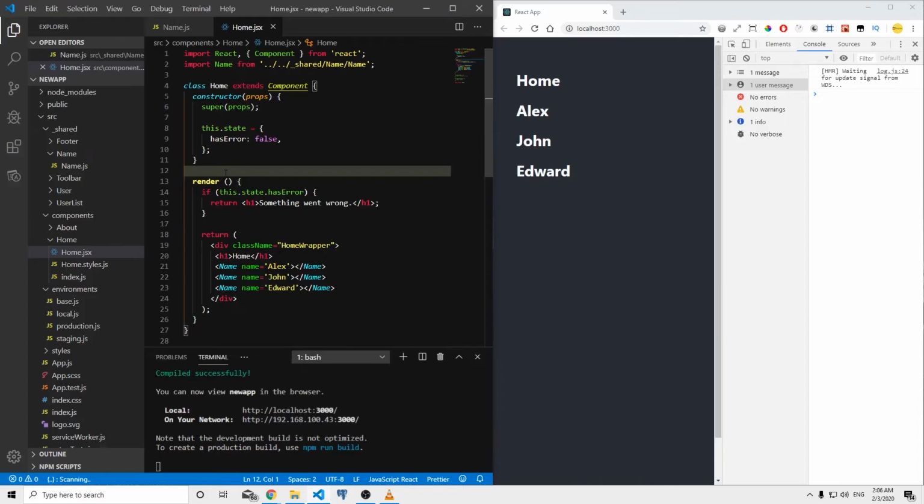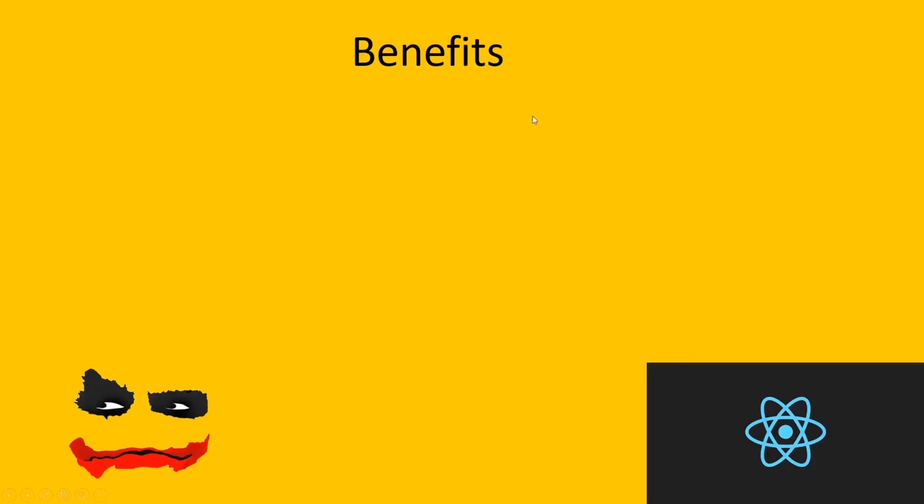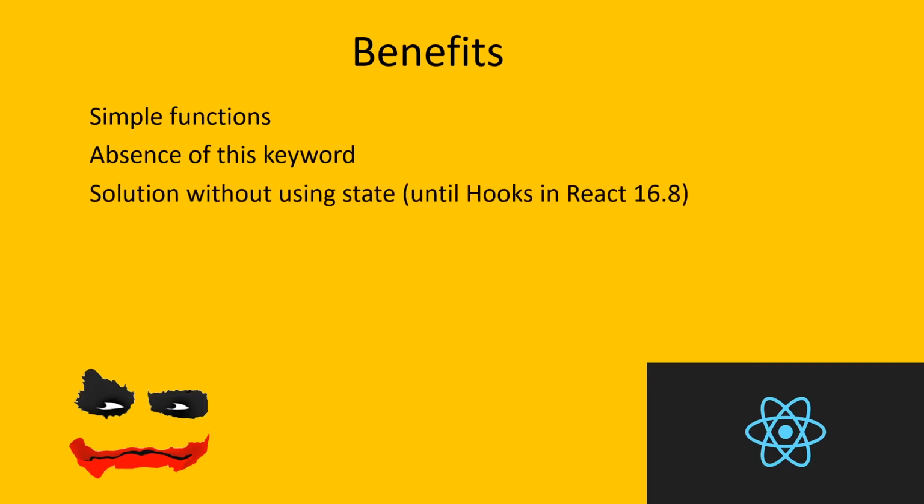Okay, let's talk about benefits now. The benefits of using functional components. They're a simple function, they're simple to use. We have the absence of the this keyword. We use this in class components, so people who have problems with this will not have problems writing functional components. A solution without using state. This is until hooks appeared in React 16.8, and I will show you how to use hooks in the hooks series. I cannot wait to show you.